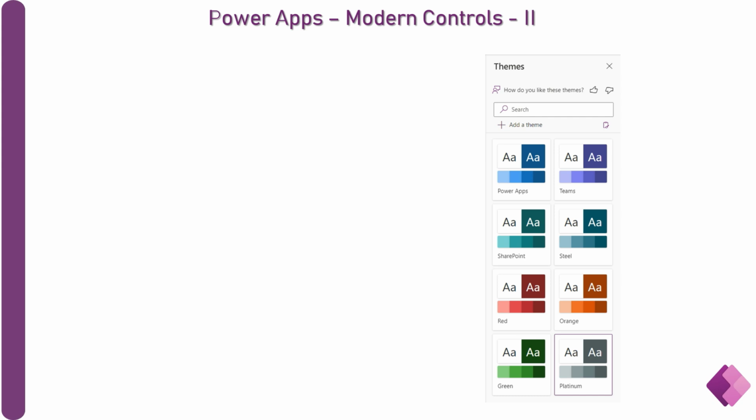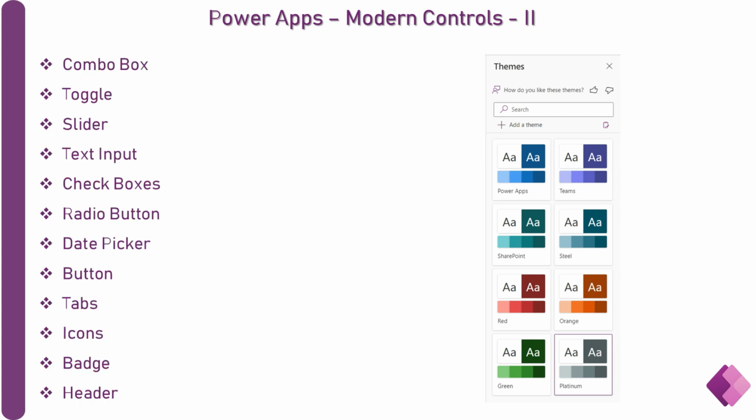In this tutorial, I am going to walk you through some of the new and improved controls that will make your app not only look better, but also perform better. We will be covering the following controls: combo box, toggle, slider, text box, checkboxes, radio button, date picker, and all the remaining controls. We will not only cover the modern controls, but also use them in a travel booking form use case side by side for better comparison with the classic controls.